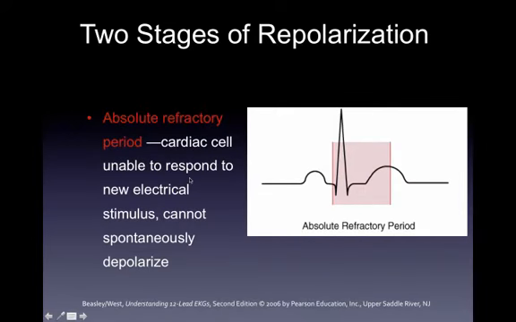There are 2 stages of repolarization that we'll talk about here as well. There's the absolute refractory period, and what the absolute refractory period means is the cardiac cells cannot respond to a new electrical stimulus. So whenever we are in the middle of the QRS until we are halfway through the T wave, and the T wave is the repolarization of the ventricles, we do not have the ability to initiate a contraction. It is absolutely refractory to any outside stimulus.